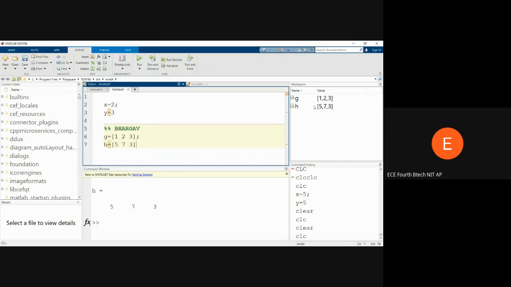So G is going to be assigned the values 1, 2, 3. H is also assigned 5, 7, 3, and H is being displayed because we don't have the semicolon over here. So now our aim is to represent a two-dimensional signal, 2D signal representation. For that we should define a matrix, right?